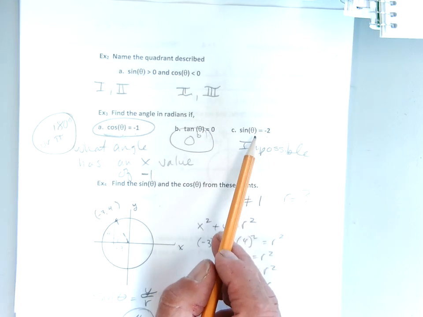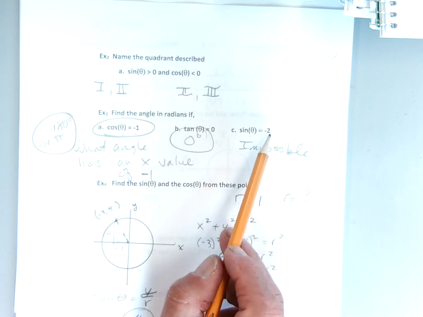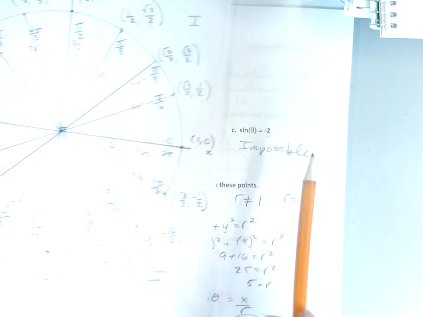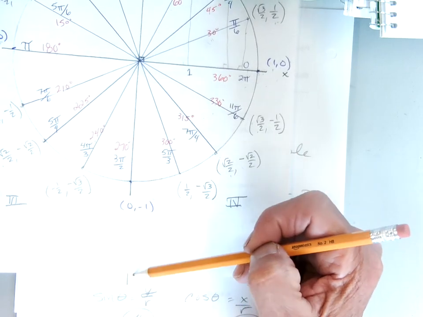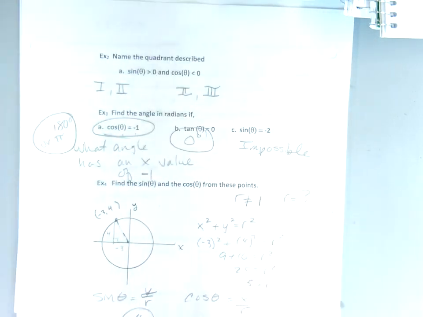Sine, give me an angle with a y value of negative 2. We said it's impossible because it's the unit circle. The farthest end goes to negative 1. You go to negative 2 and it's off the circle, so it's impossible.